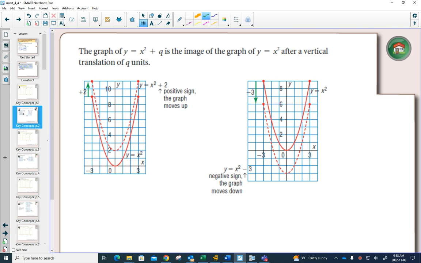Did you notice in 4.3 when you were graphing a bunch, if you change the number at the end, your graph went up or down, right? So if I had y equals x squared plus 2, here in the solid line is my regular x squared graph, and in the dotted one, it got shifted up 2. And if I had x squared minus 3, that would take my regular parabola and move it down 3.